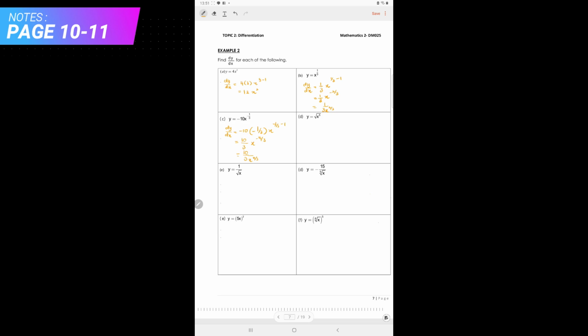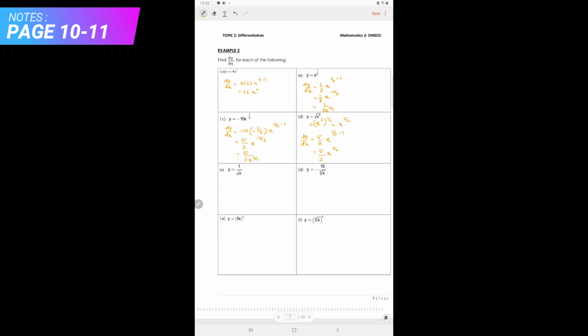Okay. For D, before kita differentiate, saya rewrite terlebih dahulu. x power of 5 power of 1/2, so it's actually x to the power of 5/2. So dy/dx akan jadi 5/2 x to the power of 5/2 minus 1. So kita akan dapat 5/2 x to the power of 3/2.